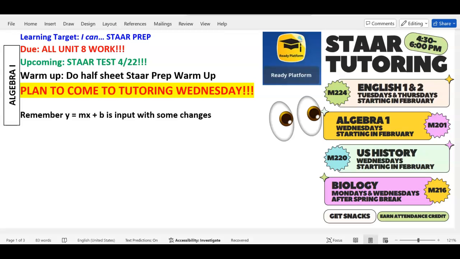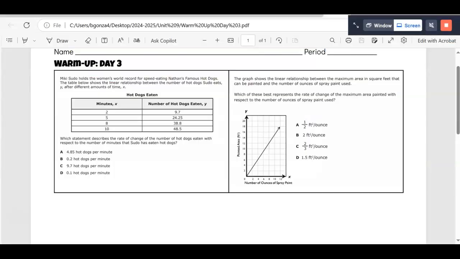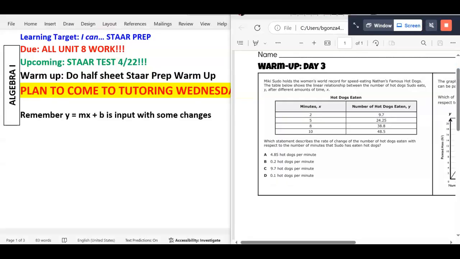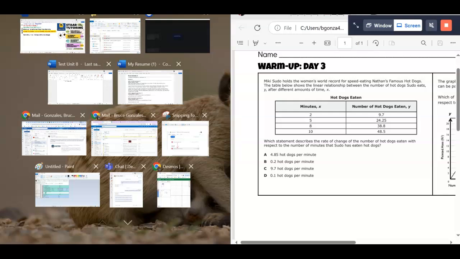We want to pass this STAAR test, right? I need everyone looking up here because 90% of y'all are looking down. Look up here. On this warm-up, okay, we want to be able to solve this.